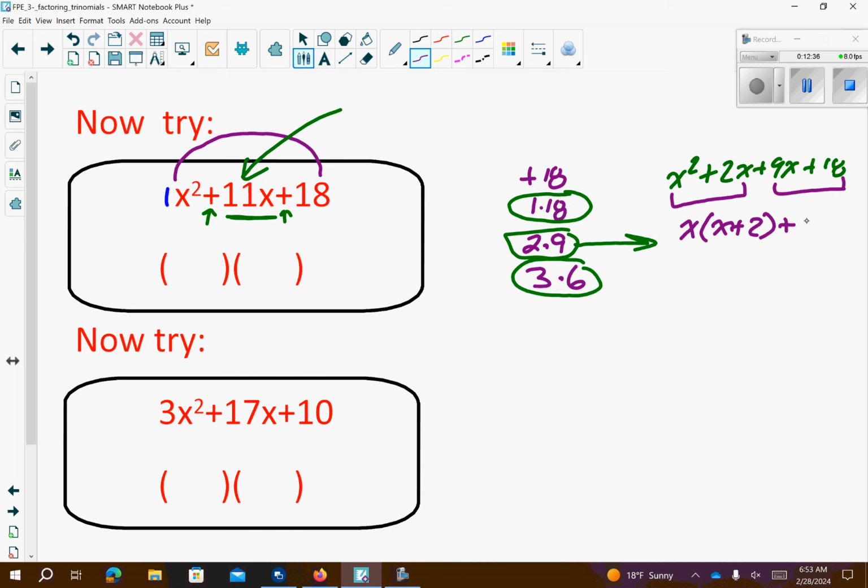I can factor a 9 out of both of those. That gives me an x plus 2. Those are the same, so I get x plus 2. What do I have left? X plus 9. We just factored.